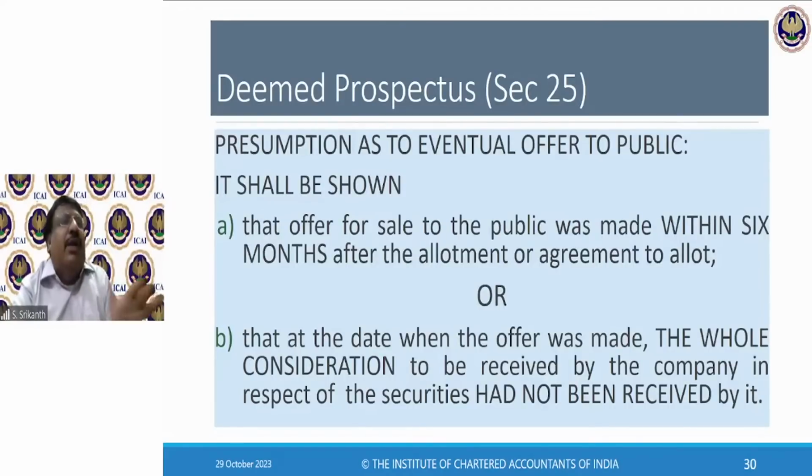Eventual means finally, ultimately, the purpose of this is to offer it to the public. In between, we are allotting. So that allotment will be ignored. But it's not invalid. They are saying, I don't care. Any document you are sending is as if the company is sending. So it should comply with the requirements of a prospectus.